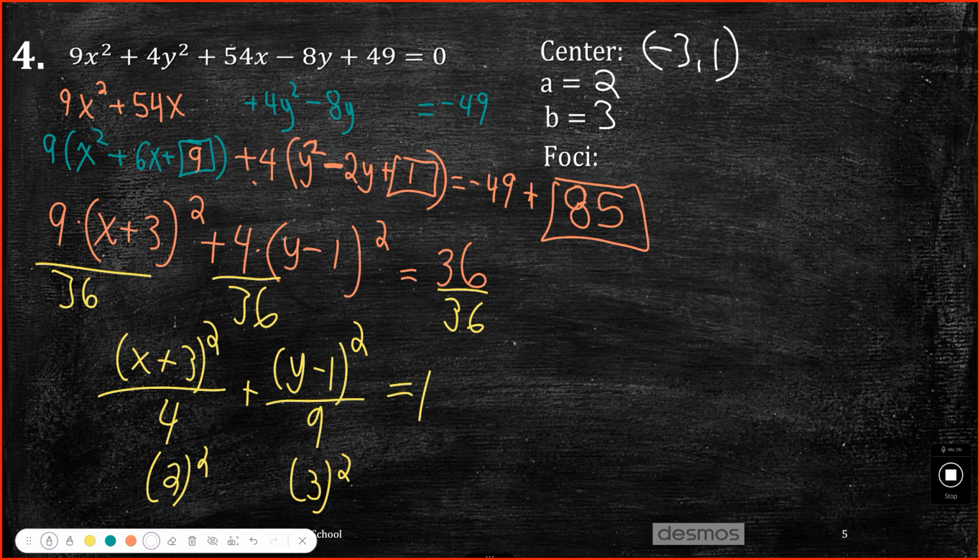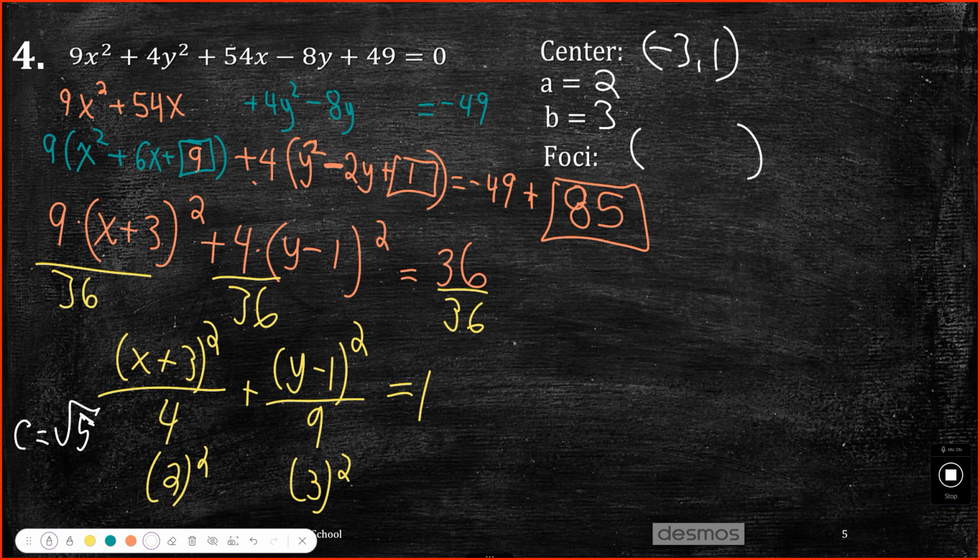Okay, so to get the foci, we have to figure out what the C value is. How do we find the C value? We subtract the smaller from the bigger one. So what is 9 minus 4? It's always positive, okay? Subtract the small from the big. It's 5. So C is the square root of 5. Okay, so then what are going to be the foci?